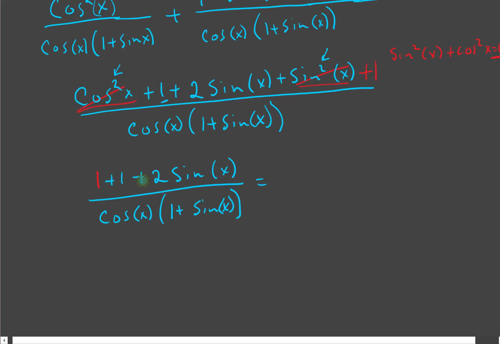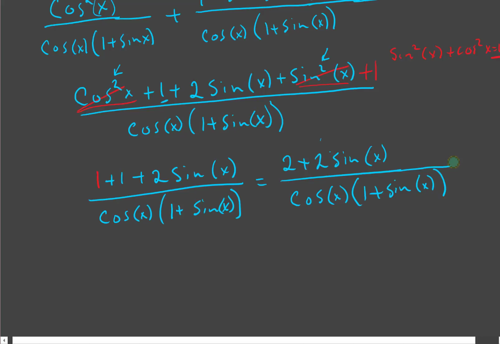Up top I can simplify a little bit further. I can combine like terms again. I have 2 plus 2 times sine of x over cosine of x times 1 plus sine of x. And hopefully some of you are starting to see the light at the end of the tunnel here.